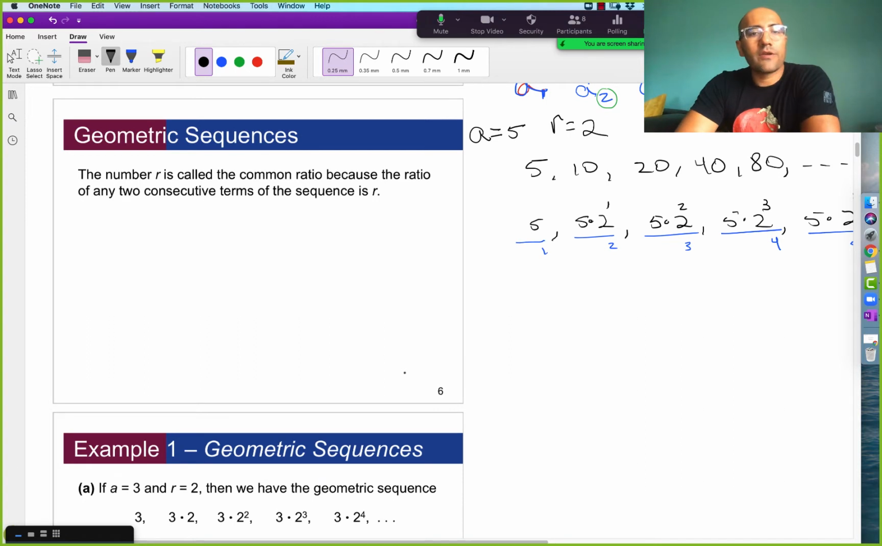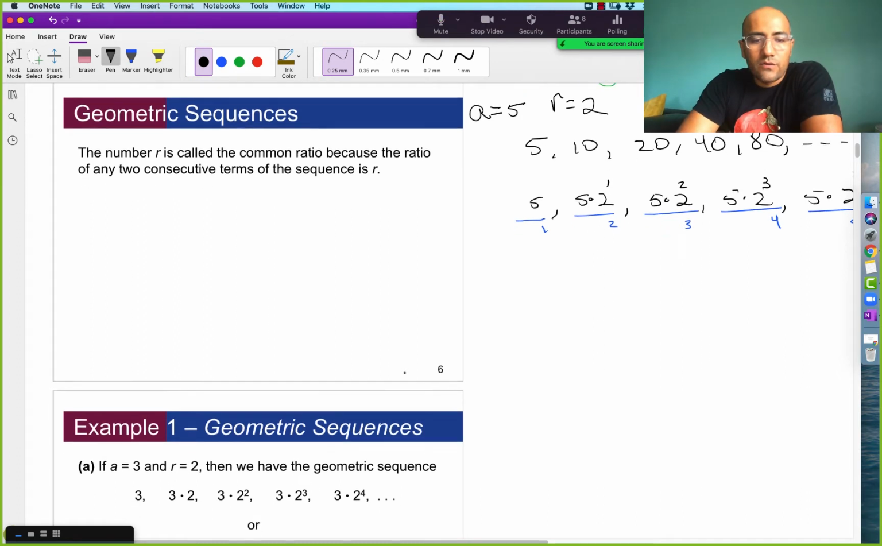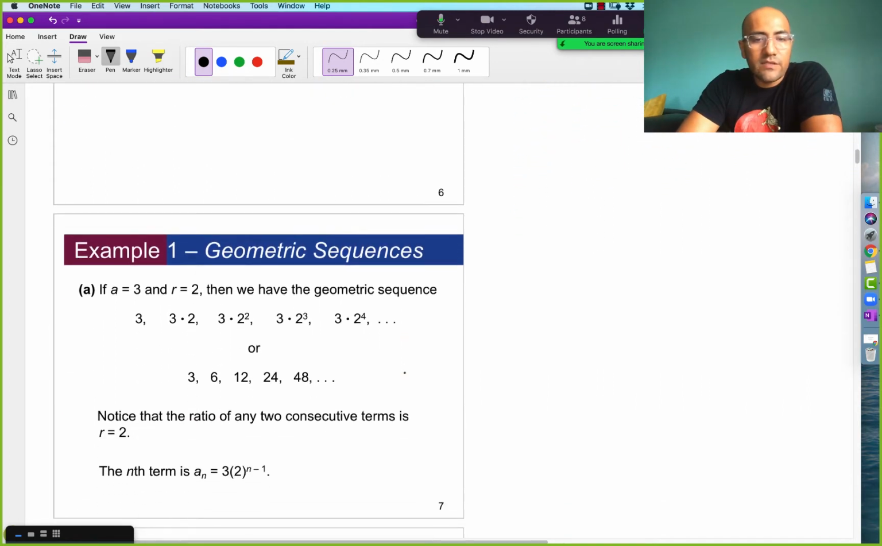Okay, so the number r is called the common ratio because the ratio of any two consecutive terms of the sequence is r. So if you were given a sequence and you wanted to figure out what r is, you find two consecutive numbers, divide them, and you'll find that common ratio.